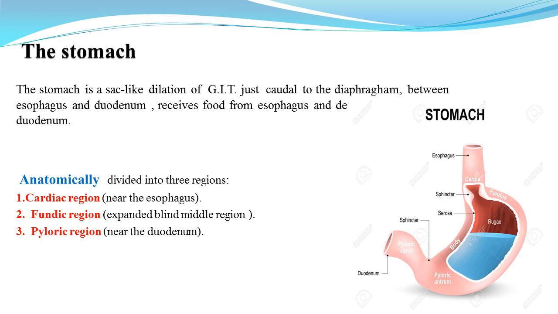The stomach. The stomach is a sac-like dilation of the GIT, just caudal to the diaphragm, between the esophagus and duodenum, which receives food from the esophagus and delivers its content into the duodenum.